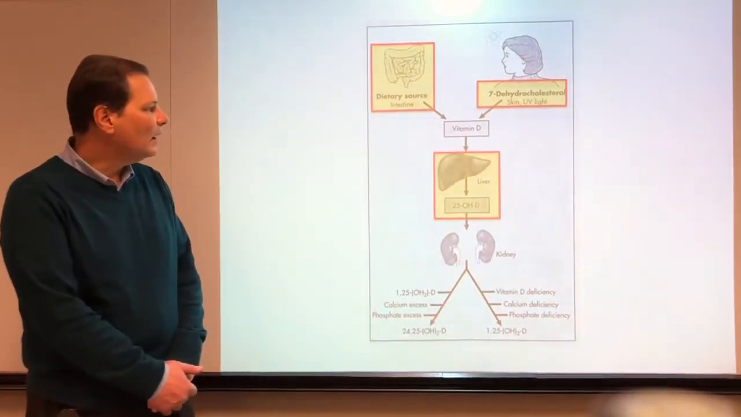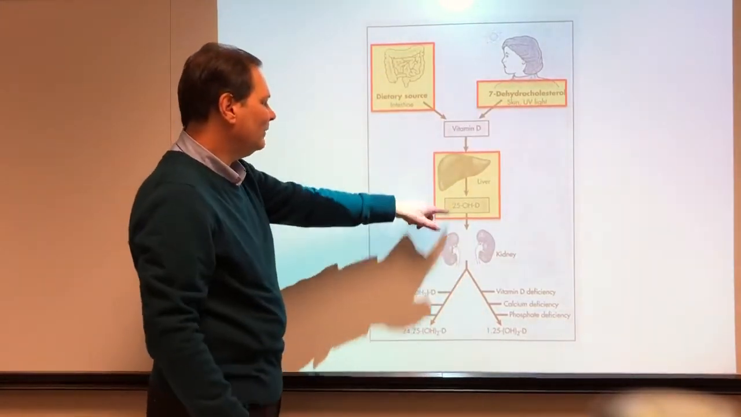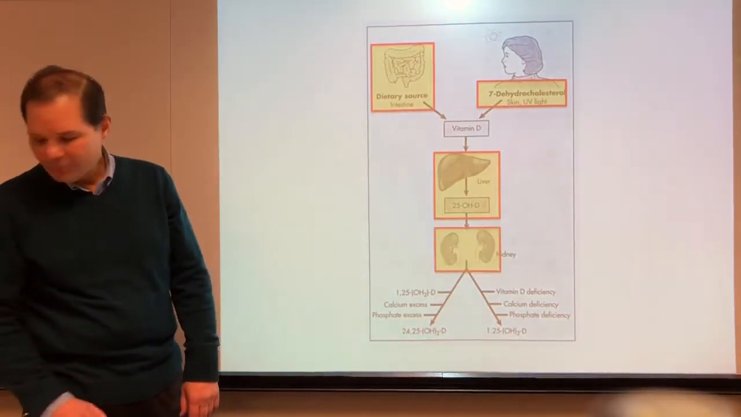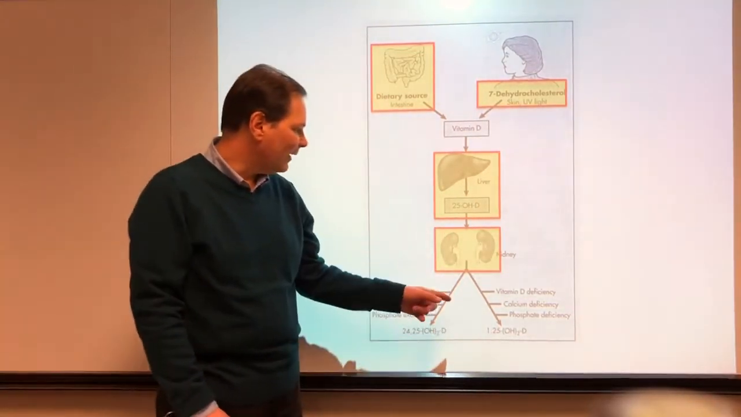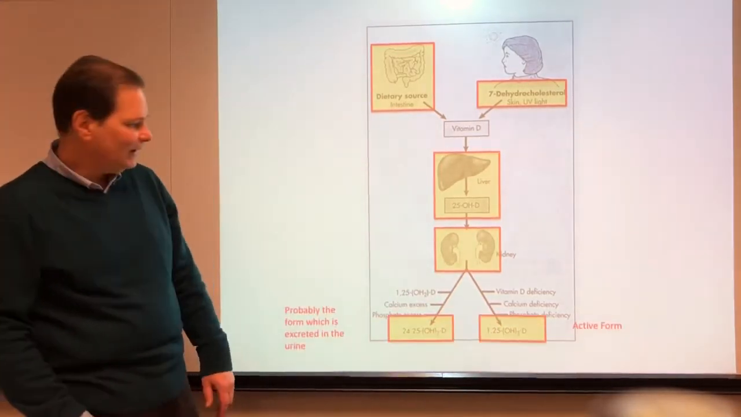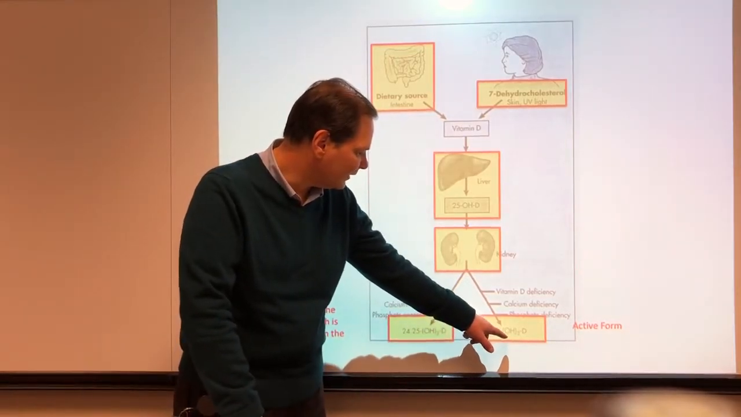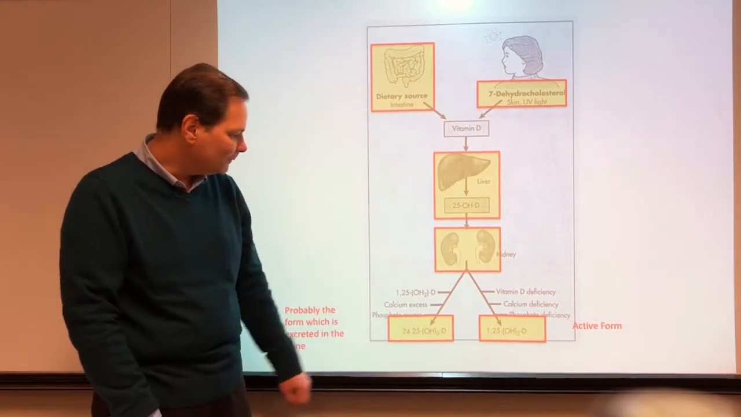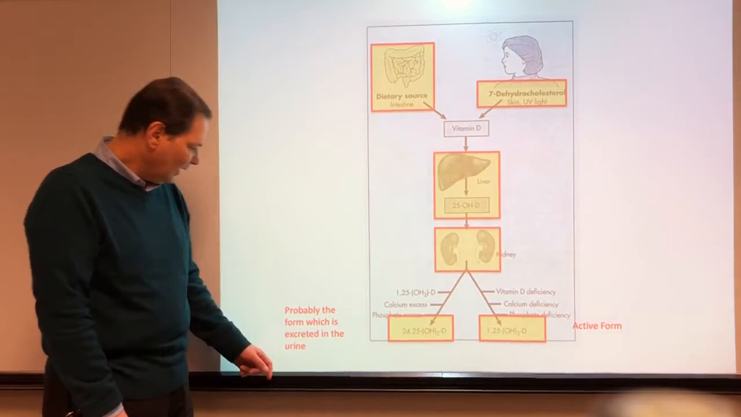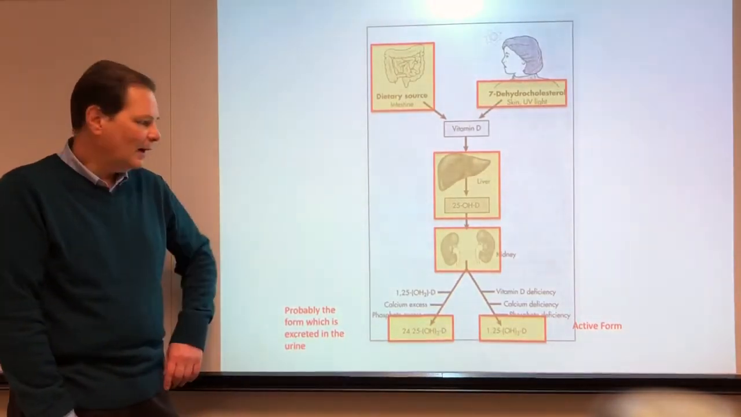The liver is where the vitamin D comes in, and this is where the intermediate 25-hydroxy vitamin D is made. And then the kidneys are the final step, where you have vitamin D either made into the active form, 1,25-hydroxy vitamin D, or sort of an inactive form, 24,25-hydroxy. This is probably the form that's excreted in the urine.